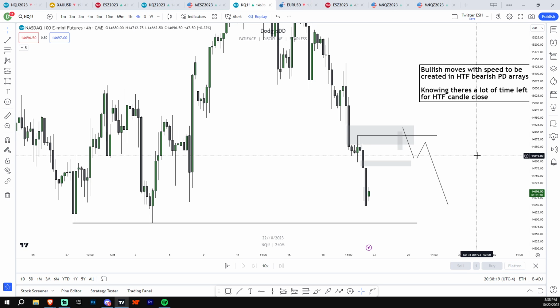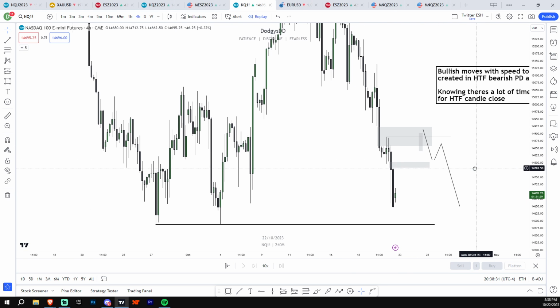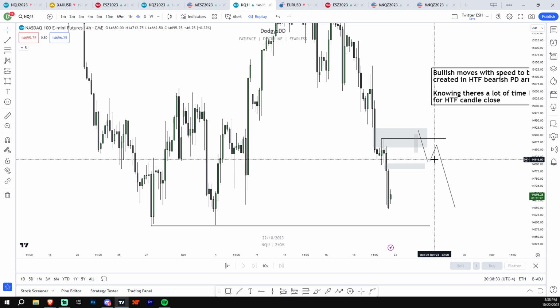Something that I've been doing for a long time. Something I don't even talk about on my live stream. Sometimes I just do it in my head, instinctively, but you have to make sure you know when the candles are going to close. That's why I always pay attention to the 10 o'clock times and stuff like that.